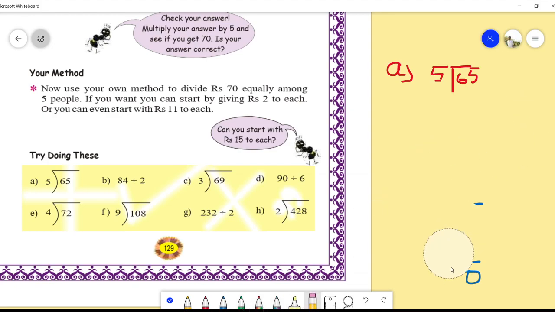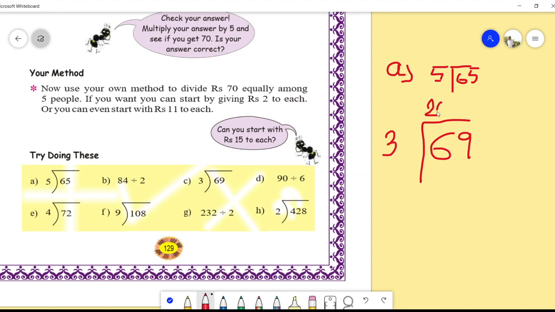The next we have is 69 divided by 3. So let's go for 20 here. 20 into 3 will be 60, right? Now the remainder will be 9. So here plus sign and then 3 threes are 9 and the remainder will be 0.